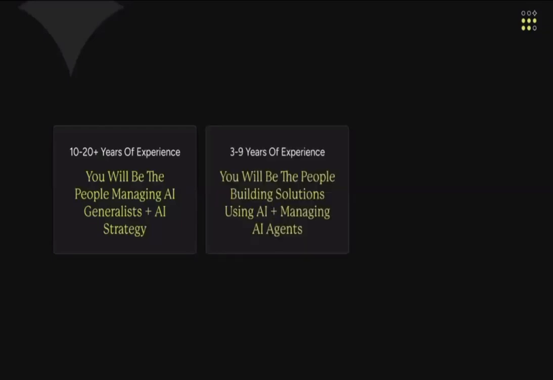Now, people with 3 to 9 years of experience, what should you do? Well, all of you guys, if you are someone falling into the bucket of 3 to 9 years of experience, you should become an AI generalist yourself because you on ground will be solving problems using AI. And how would you do that? By using the right AI tools, by using the right AI models, by learning how to manage AI agents, and also learning how to build AI agents. And I'm going to talk about all of this.